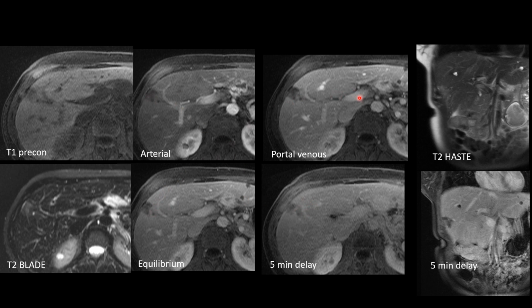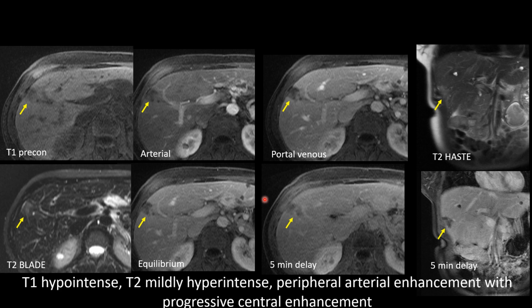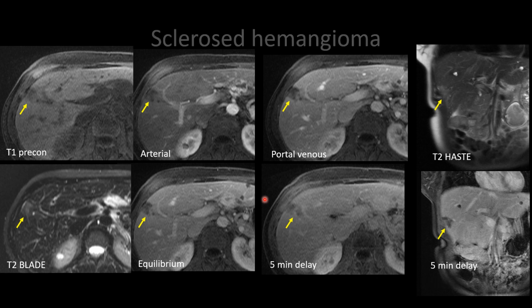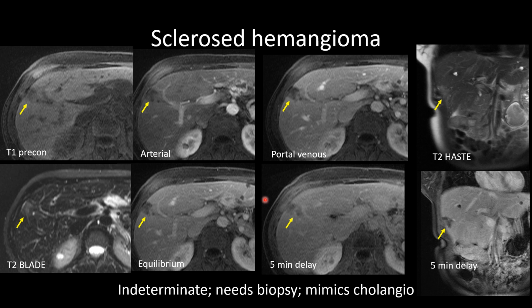Notice that this does not seem to follow blood pool in terms of its enhancement or signal intensity. There also appears to be a small amount of capsular retraction. I would argue that this could be an intrahepatic cholangiocarcinoma, given its signal intensity and enhancement pattern. However, it's a sclerosed hemangioma.